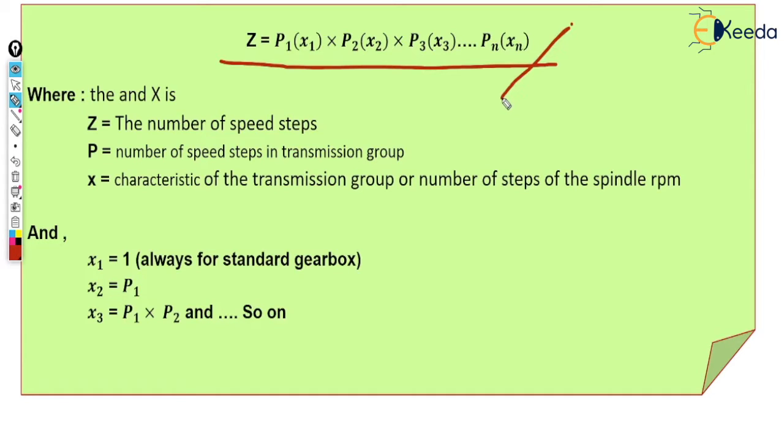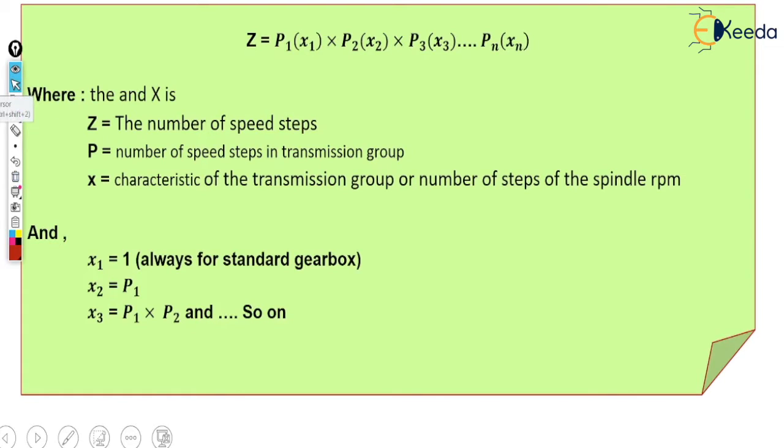Now let's check what the meaning of this Z is. Here Z is the number of steps. Next, the P value: P is the number of speed steps in the transmission group, and X is the characteristic of the transmission group, or the number of steps in the spindle RPM. Just remember this formula.